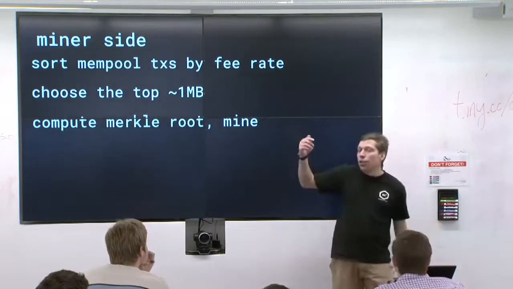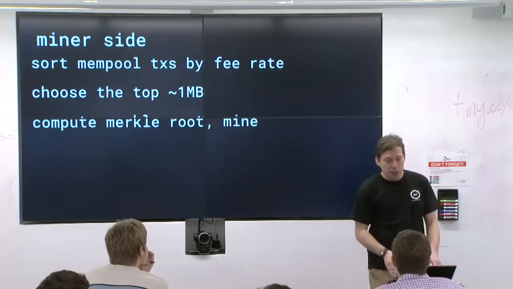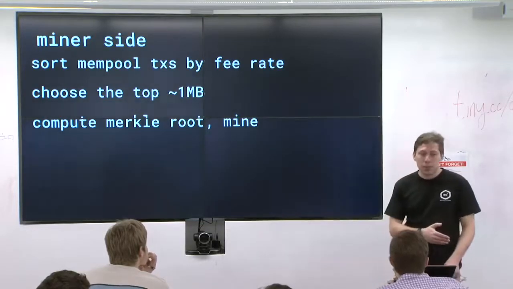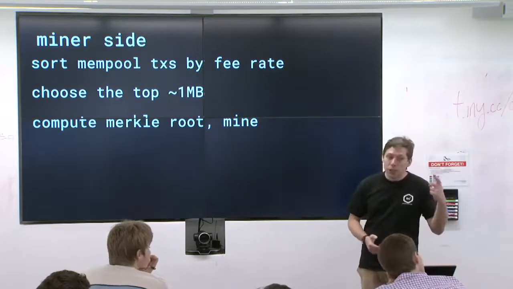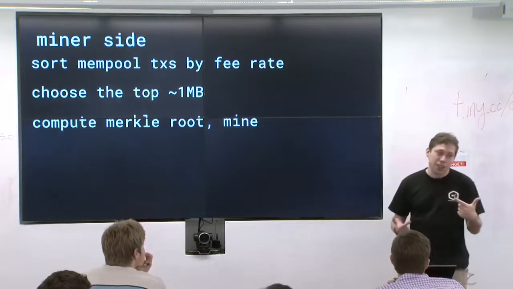So it's in the mempool. You don't know... You're pretty sure that it has not been confirmed in a block already, right? But it may be the case that someone just came out with a block a few seconds ago and you haven't seen it. And then you are mining a stale transaction.